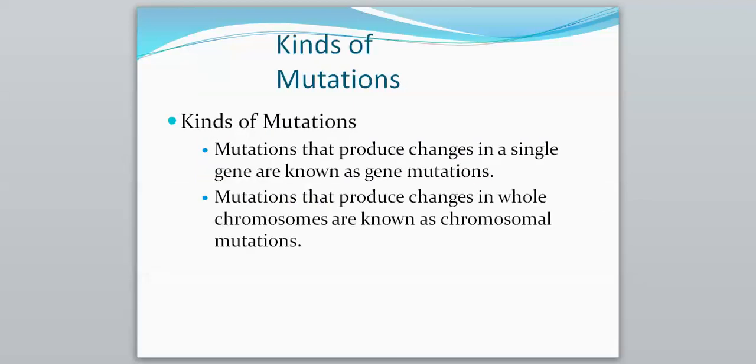And there are some specific kinds of mutations. The mutations that produce changes in a single gene are known as gene mutations. Those are the ones we'll look at today. And mutations that produce changes in the whole chromosome are known as chromosomal mutations. Obviously, the one that affects just a single gene is going to be less of a problem than the one that affects the entire chromosome.